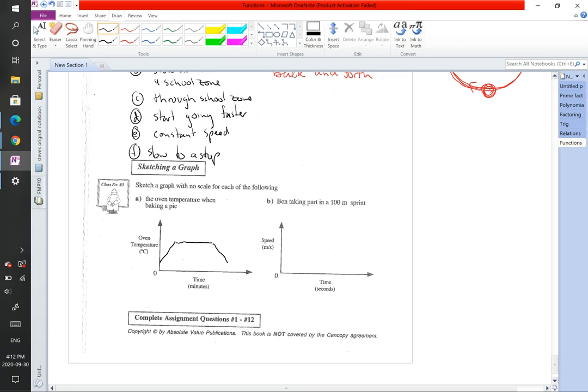Ben taking part in a 100-meter sprint. Well, he's going to start at 0. His speed's going to increase, but probably not constantly. So he'll probably go up, something like that. Woo! Now he's traveling at constant speed. Then he crosses the finish line, and he slows down. Something like that would work.